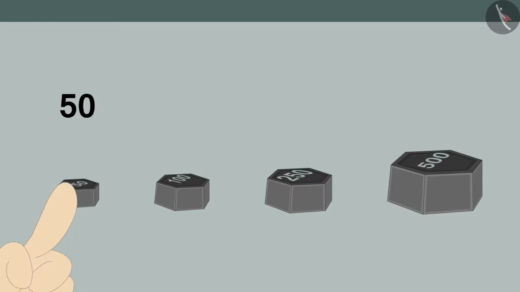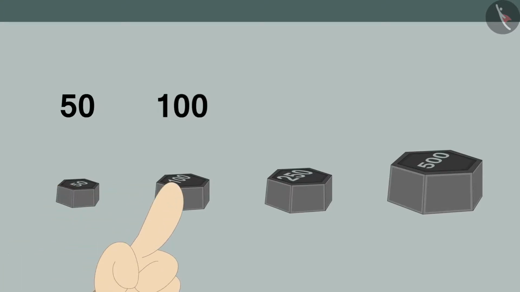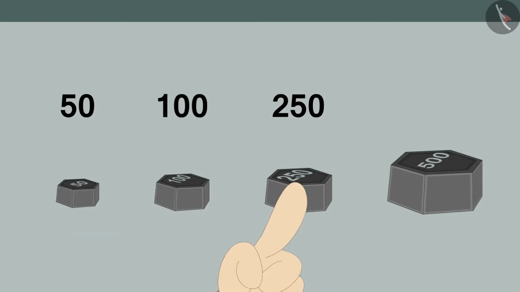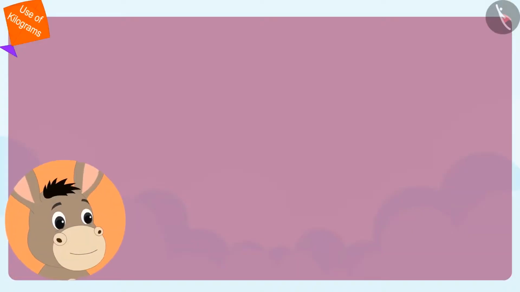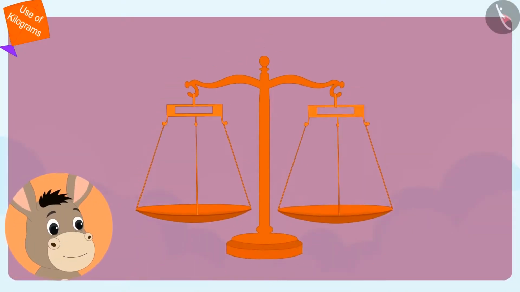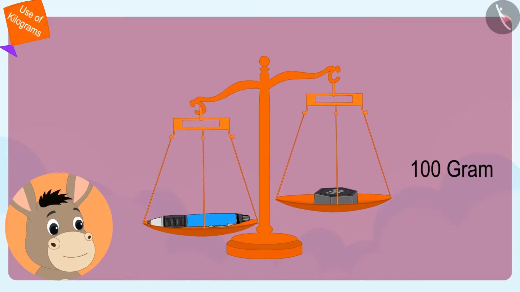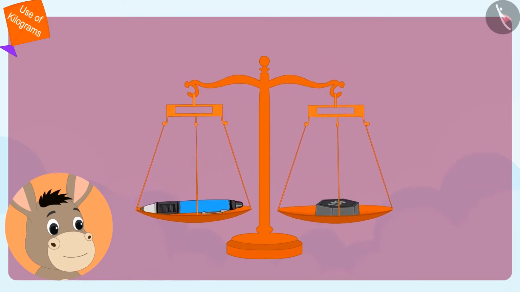Bhola showed Appu 50, 100, 250 and 500 gram weights. Then he took the scales from Appu and placed a pen on one side of the scale and a 100 gram weight on the other side. Both sides of the scales came to the same level.